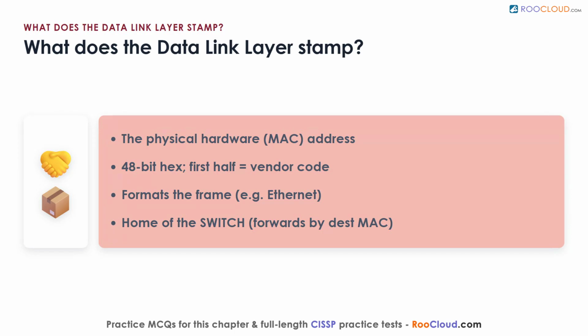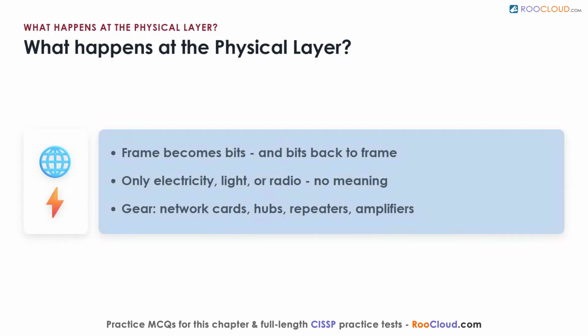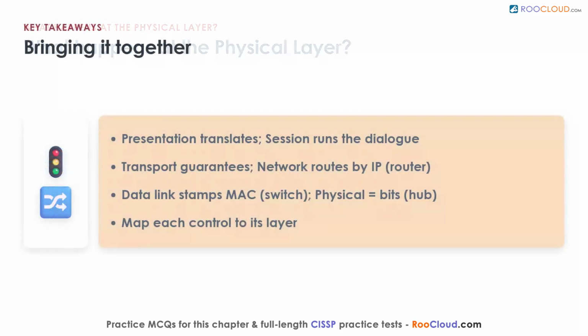What happens at the physical layer? Everything becomes signal. This layer converts a frame into bits for transmission over the medium and turns arriving signals back into bits. There is no logic about meaning here, only electricity, light, or radio. The devices that live here are the humble ones: network cards, hubs, repeaters, and amplifiers. A hub blindly copies a signal out every port, and a repeater simply boosts a signal so it can travel farther down the wire.